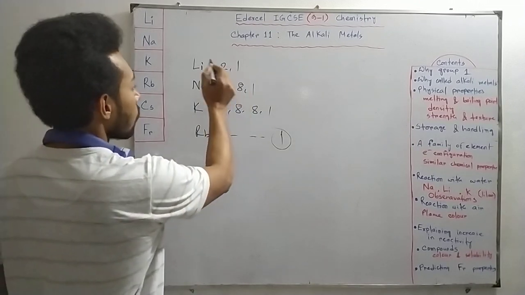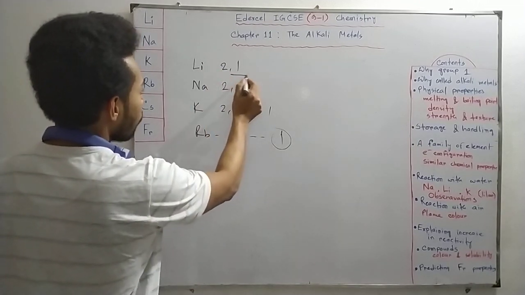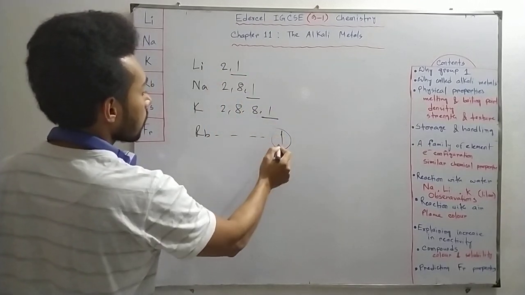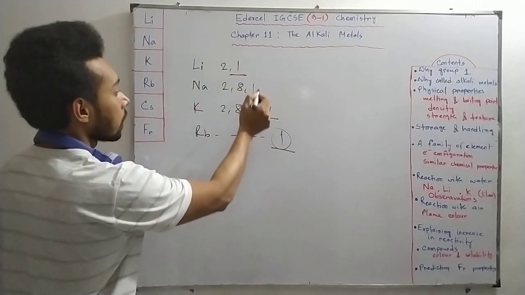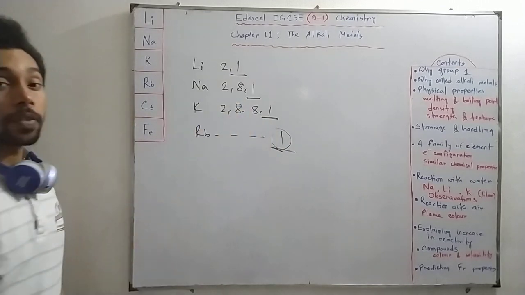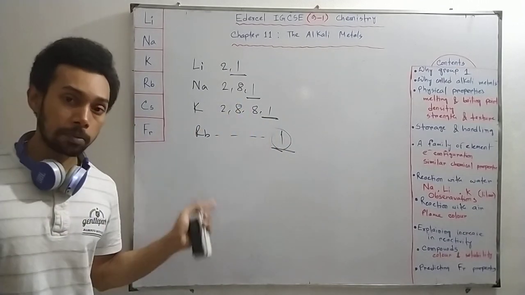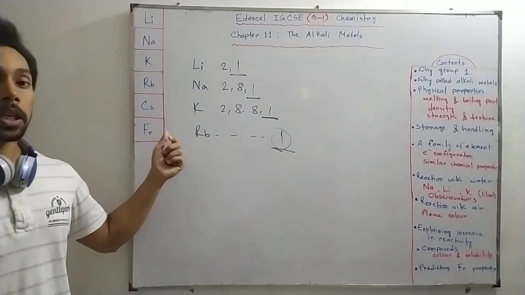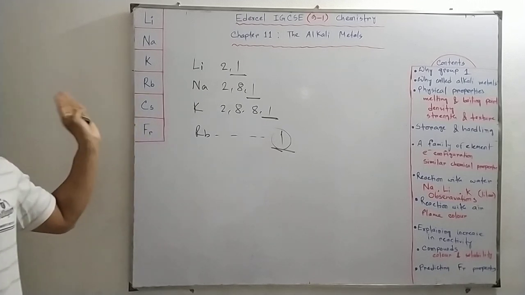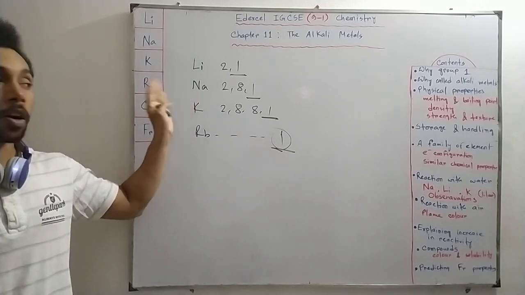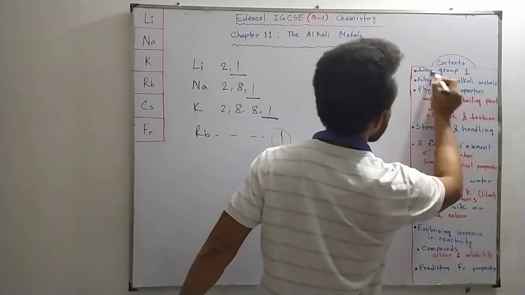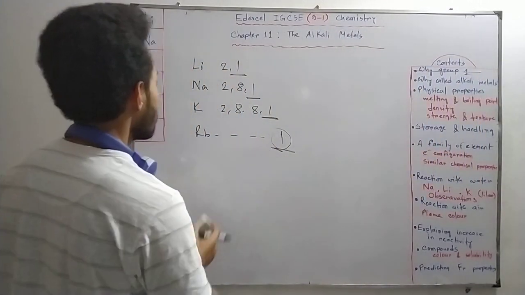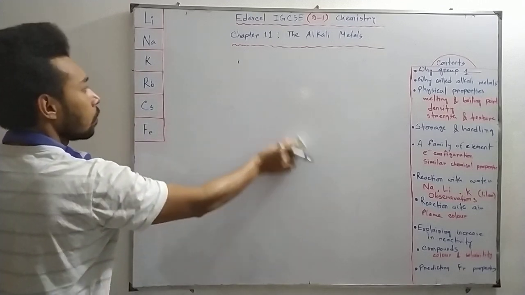Look at this. Every element of this group has 1 electron in its outer shell, and it is the number of electrons in the outer shell that determines in which group they should be placed. Since all of them have 1 electron in their outer shell, they are all placed in group 1. Okay, we have discussed this content.